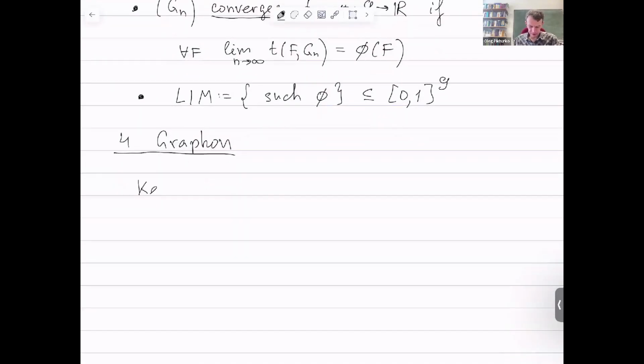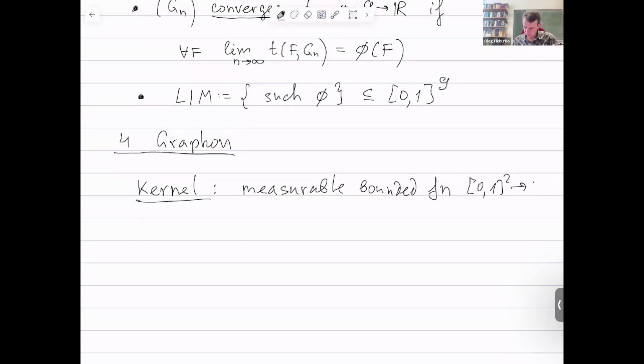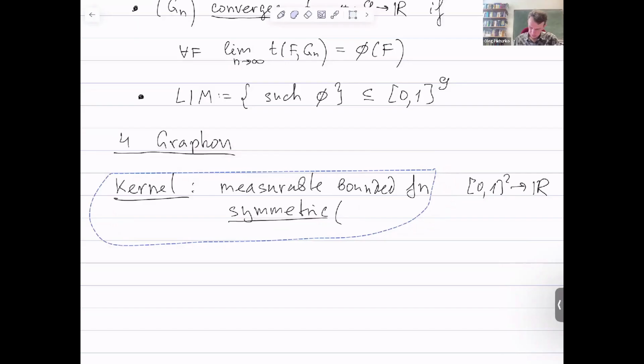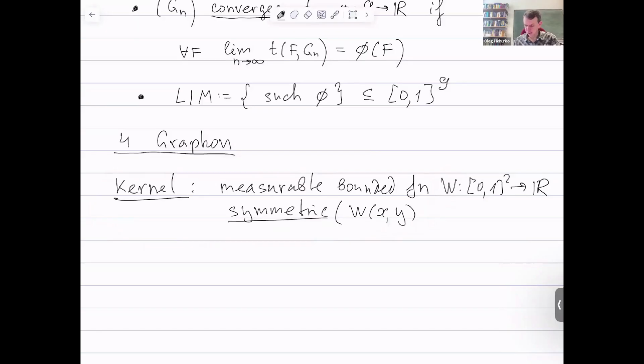So first define a kernel. By this I would mean a measurable bounded function from the interval 0, 1 squared into real numbers, which is symmetric. Let me call this function W. Symmetric means if it has two arguments, two real numbers, and I swap them, the value doesn't change.